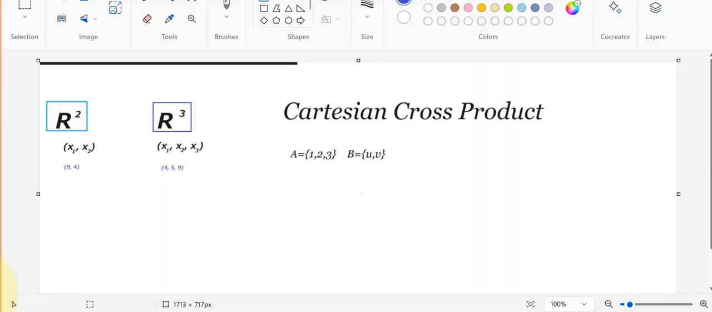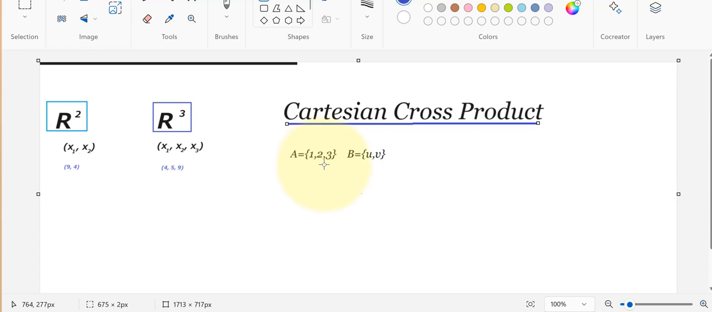Okay, this is a quick video on these two symbols, R2 and R3. So we'll introduce it with this idea. Basically, this is just when you want to, what they call, multiplication of two sets. So the cross product, or the Cartesian cross product, means an operation between two sets.